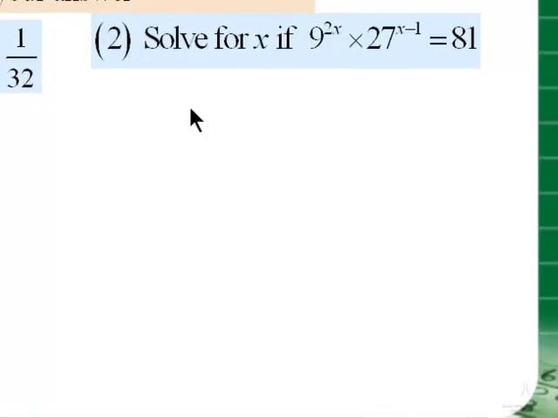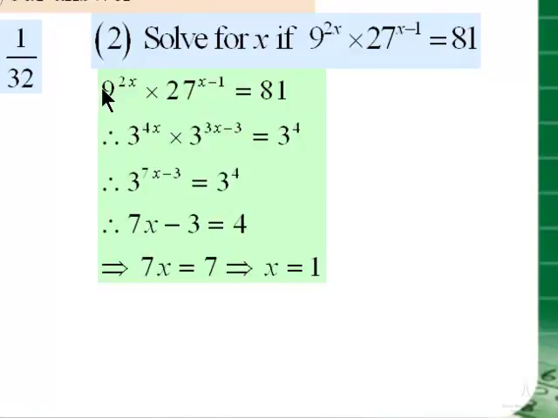In the second one, here we have the product of two different bases. So we need to go to prime bases throughout. And of course, throughout the prime base will be 3. So we write 9 as 3 to the power 2. So you get 3 to the power 4x. 27 as 3 to the power 3. So you get 3 to the power 3x minus 3. Remember to multiply the x as well as the minus 1 by 3. And 81 as 3 to the power 4. Putting these two together, you get 3 to the power 7x minus 3, because if you multiply, you add the index numbers. Now the bases are the same, therefore the exponents must be the same.